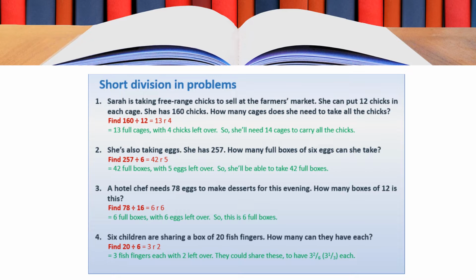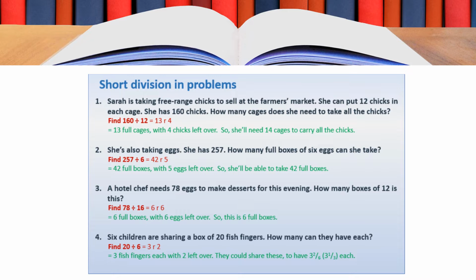Share them out into groups of 12 because you're going to share them into cages and put 12 in each cage. And we find out that we have 13 full cages and 4 chicks left over. So looking at the green, we've got 13 full cages and 4 chicks left over. Now she will actually need 14 cages to carry all her chicks, because if she only has the 13 cages, there's 4 chicks left over with no cage to go in.